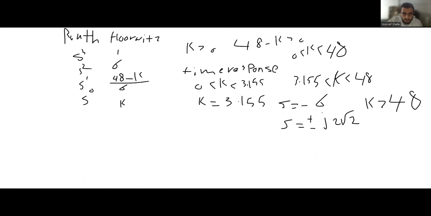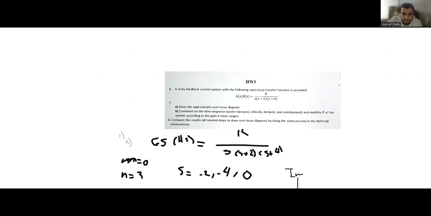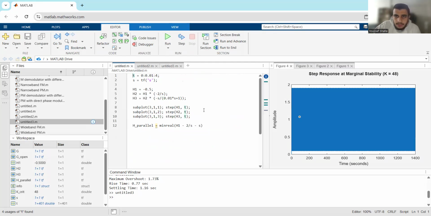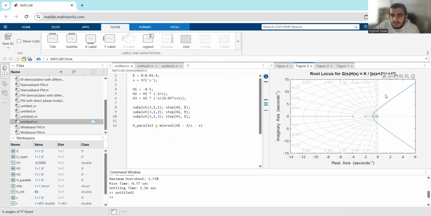So for the second part, in the result, all the needed steps to draw the locus diagram are done by the same process in MATLAB. We can share the screen for MATLAB. I already wrote that before. So this is the code, and this is the graph for the circuit. This one is when K equals 48, and this one is the case between 48 and 3.155.